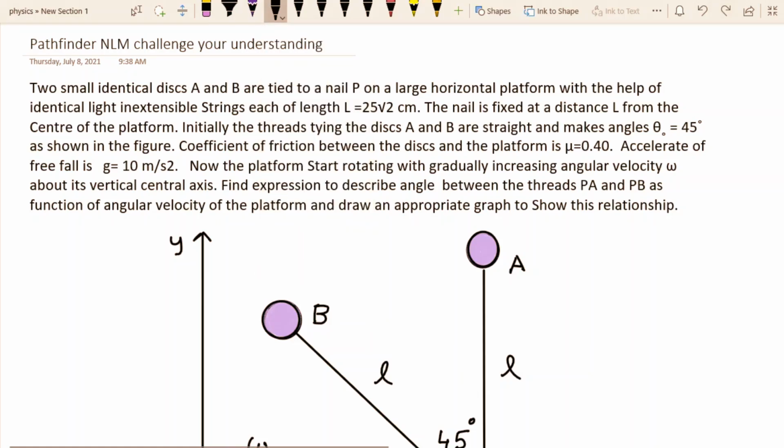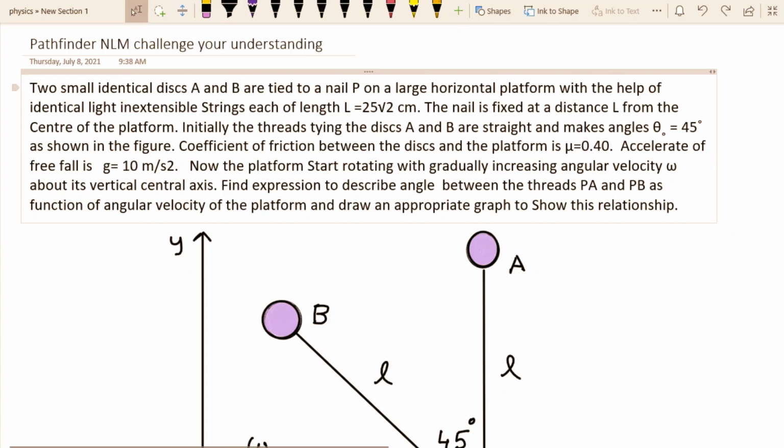Pathfinder, Newton's laws of motion, from the Challenge Your Understanding section. Two small identical disks A and B are tied to a nail P on a large horizontal platform with the help of identical inextensible strings, each of length L equal to 25√2 centimeters. The nail is fixed at a distance L from the center of the platform.